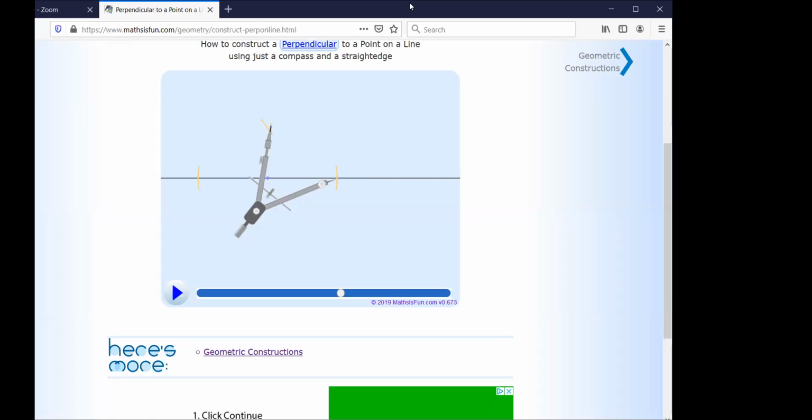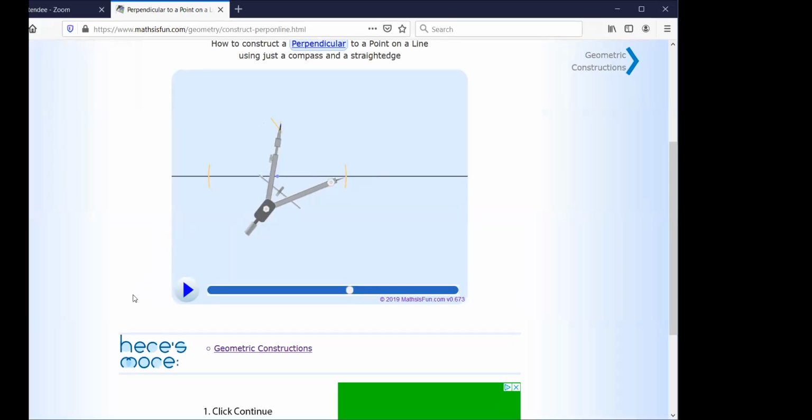Okay, so everyone see the picture here. So basically, let me go back here. I get a straight line here, and I want to draw a line perpendicular to the given line from a point. Let's see that. So that's a point here. That's the point. You see that?